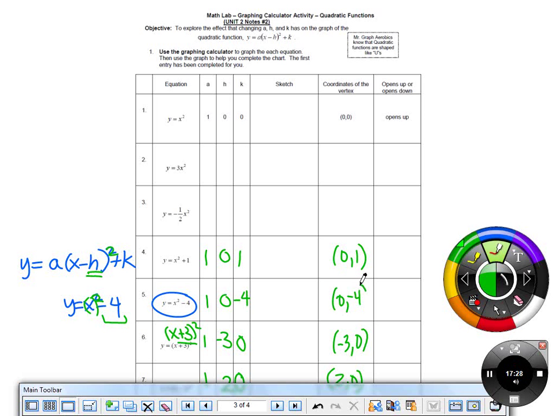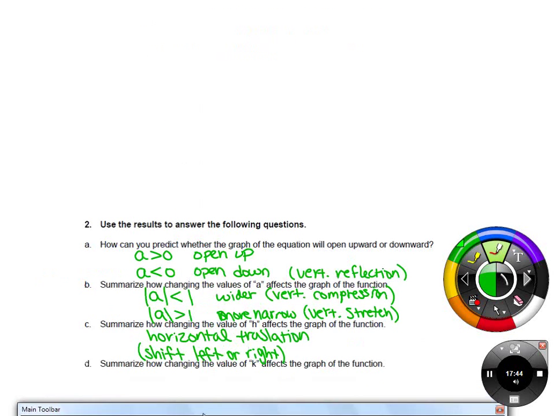So what is K controlling? It's controlling the y-coordinate of the vertex, and in this case, that was the y-intercept, which means K is in control of moving your graph vertically, up and down. So when we summarize what K does, we're going to say that K is a vertical translation. Very much like H, it just shifts the graph, but H is in control of left and right, and K is in control of up and down. So this is going to shift up or down.